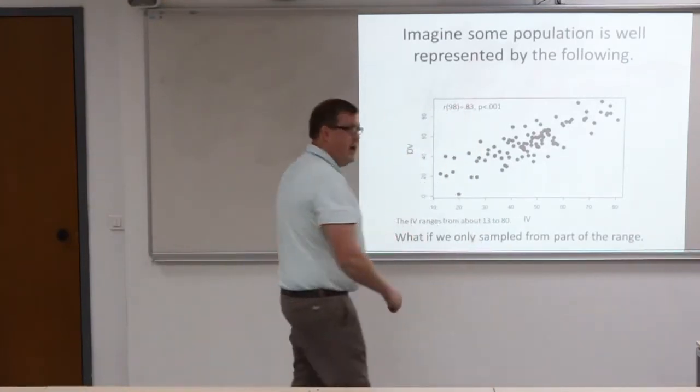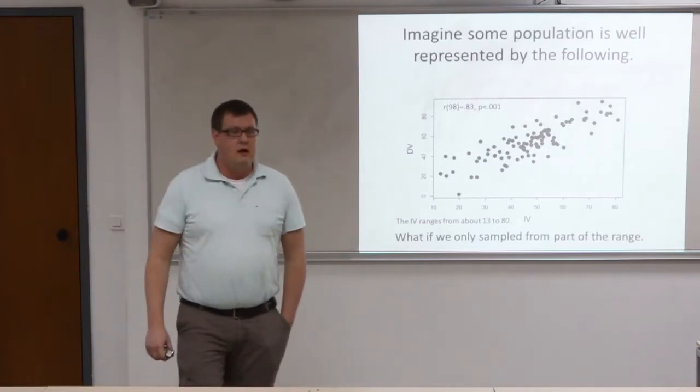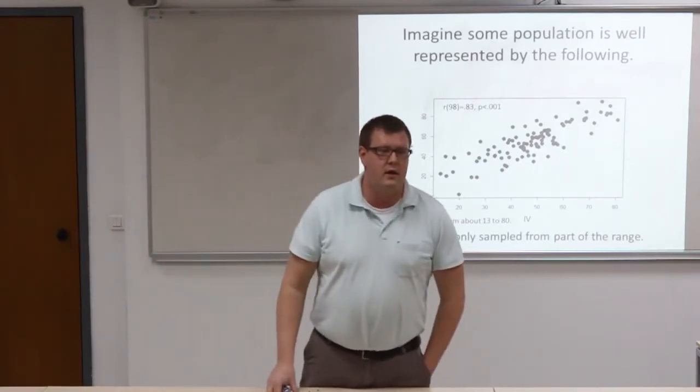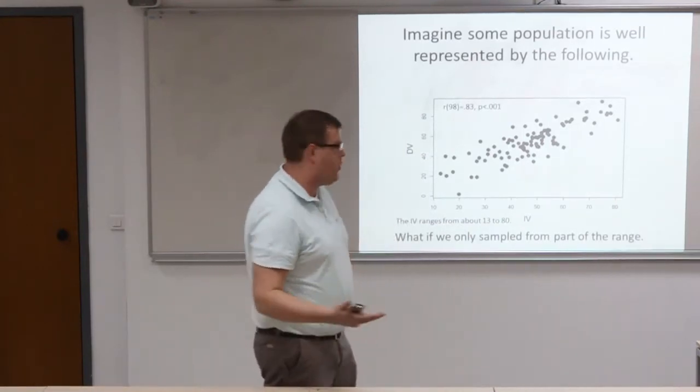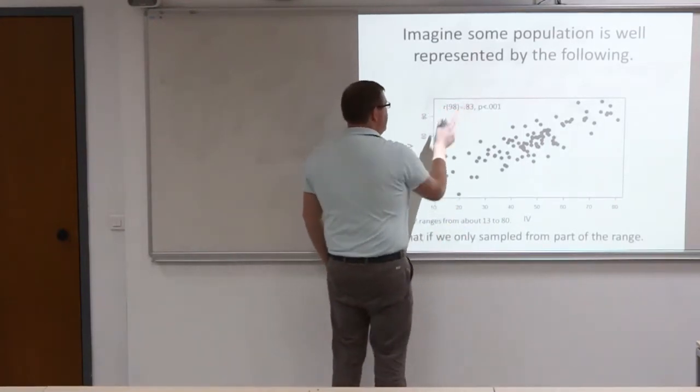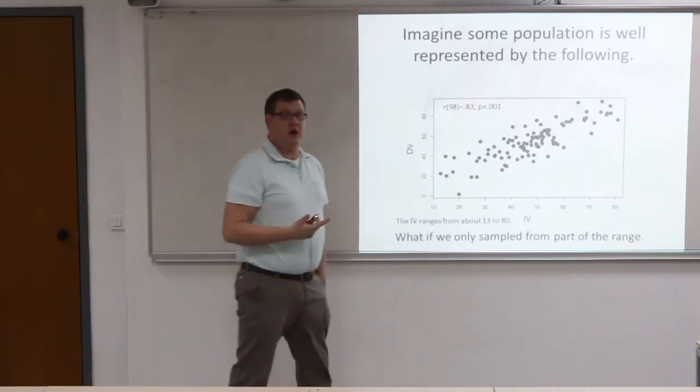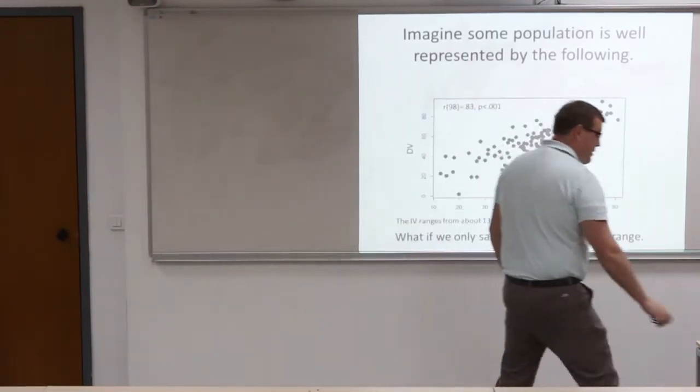This is 98. What is 98? It's degrees of freedom, that's exactly right. So in the APA style of presenting the results for a correlation, you say R, 98 degrees of freedom, the value of the correlation, and then the probability.